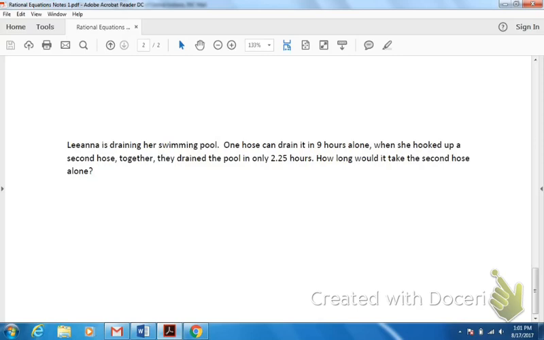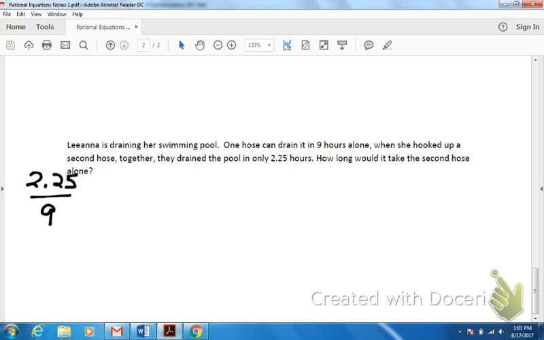So if one hose can drain it in 9 hours alone, does alone time go on top or bottom? Bottom. Alone is on the bottom. So we know the 9 is on the bottom. And then it says when she hooked up a second hose together, they drained the pool in 2.25 hours. Who's they? They is the 2 hoses. So the 2.25 is a together time, so it's on top.